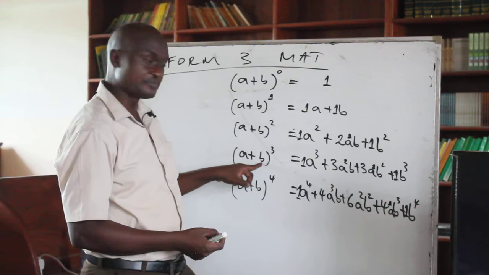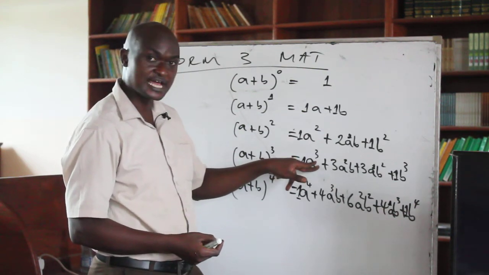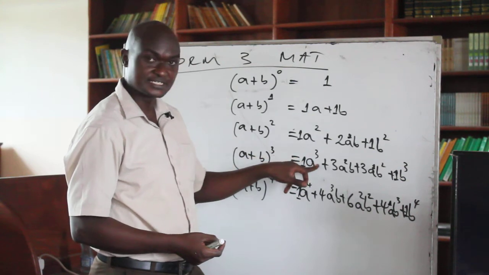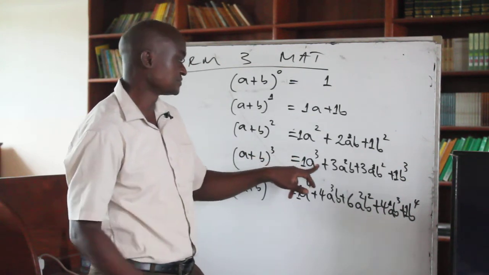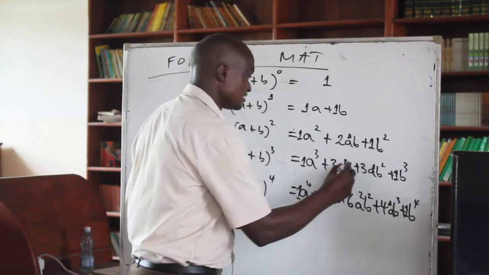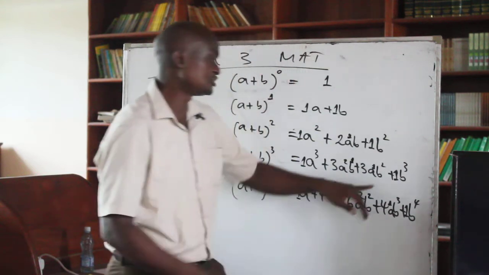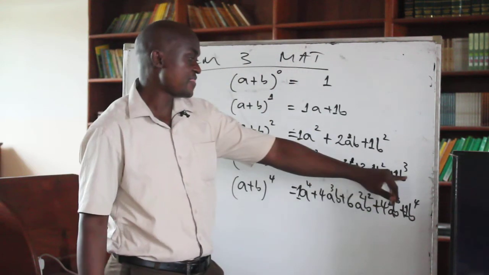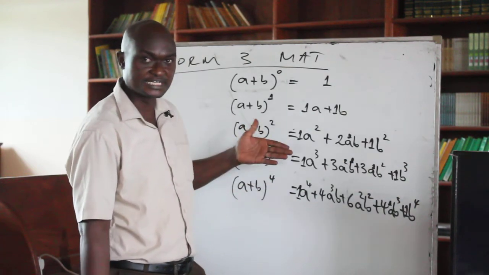The second term should be raised to power 0 in this first term, but we don't indicate it because any number to power 0 is 1. Here, it should be raised to power 1. That's why we write it there. Here, it should be raised to power 2. And then there, it will be raised to power 3, which was the power by which we were expanding it.